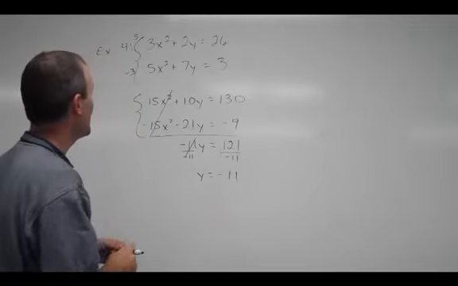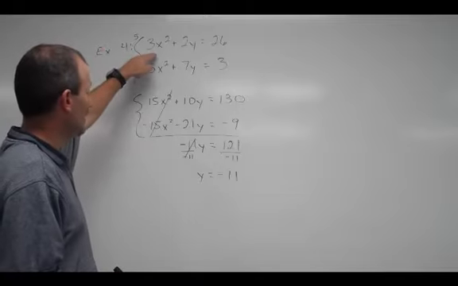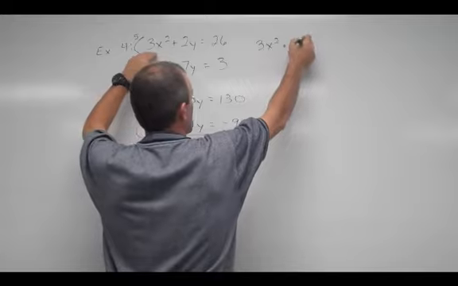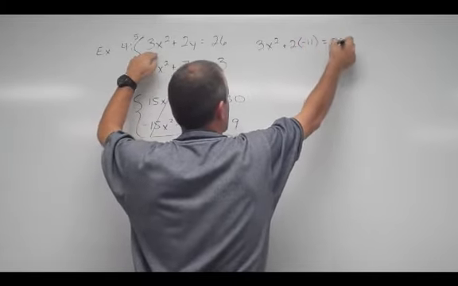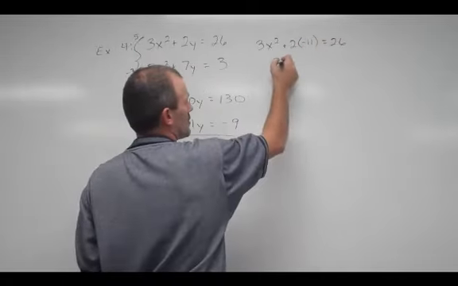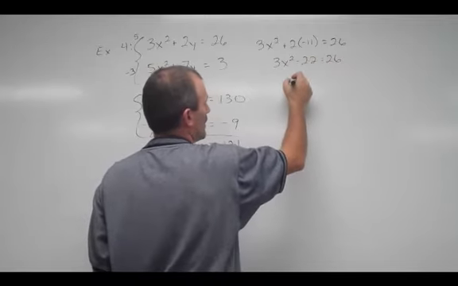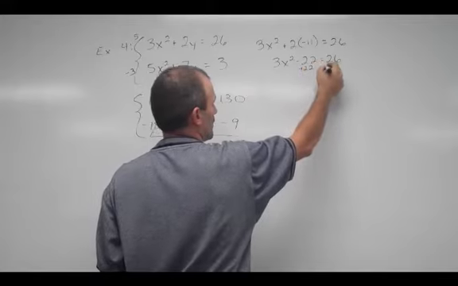We need to plug that back in. I'm just going to plug it back in here because they're smaller numbers. So 3x squared plus 2 times negative 11 equals 26. This is 3x squared minus 22 equals 26. Add 22.